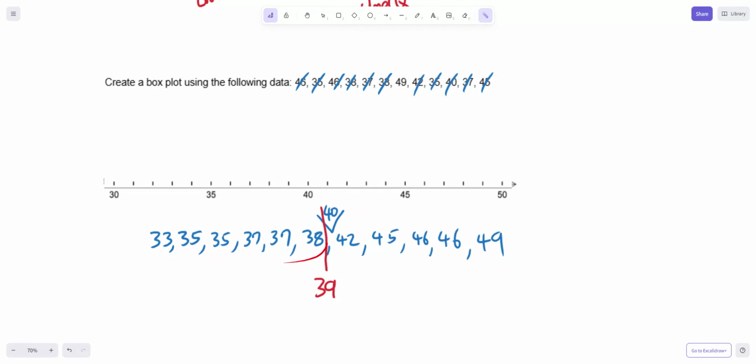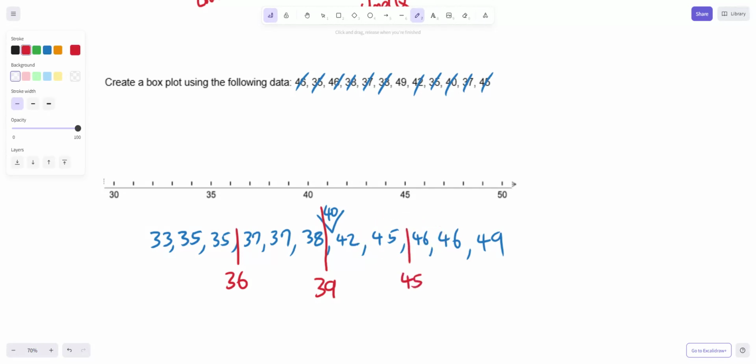Out of these 6 numbers, the median would be the average of 35 and 37, the third and fourth number. So that's going to be 36. And out of these 6 numbers, the median, the middle two, would be the average of 45 and 46. So that's going to be 45.5. Okay, so we know our first quartile, our median, and our third quartile. We also know our minimum and our maximum. So now we can plot the box plot.